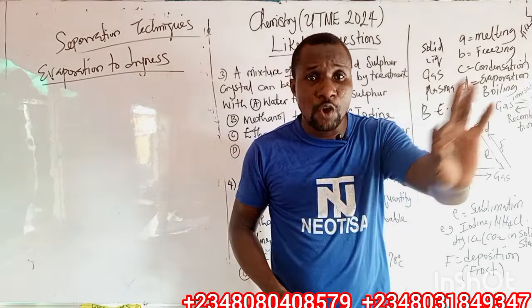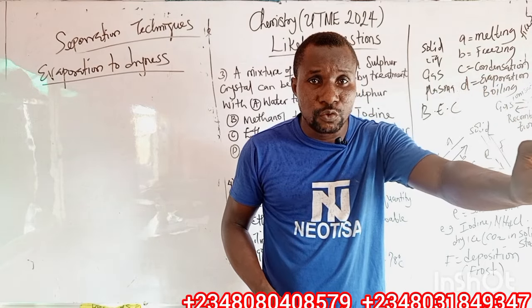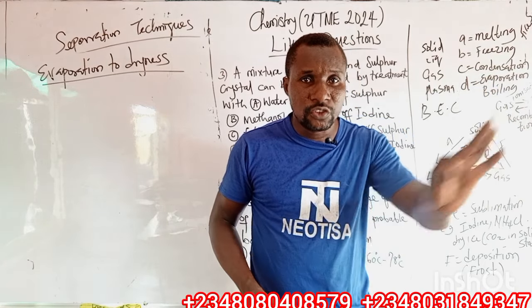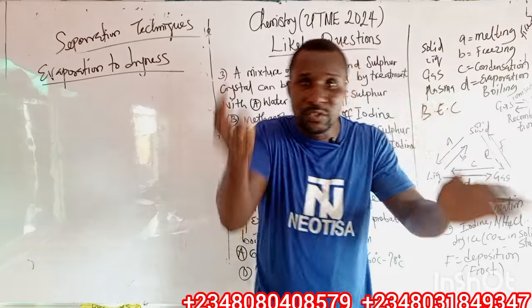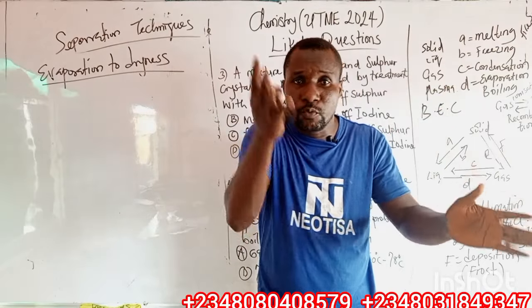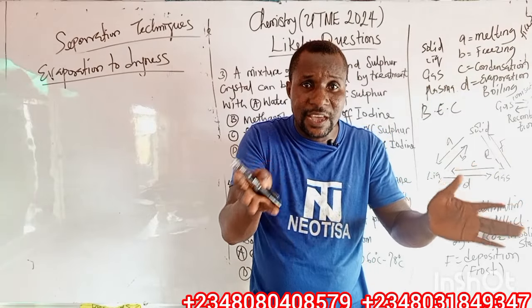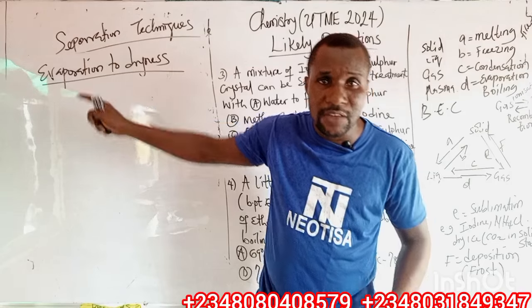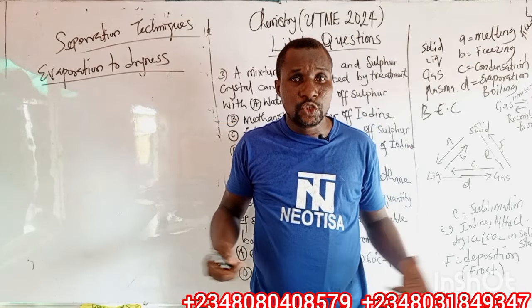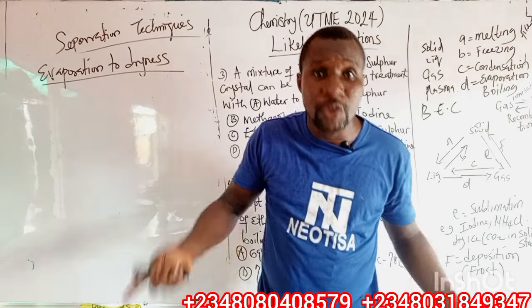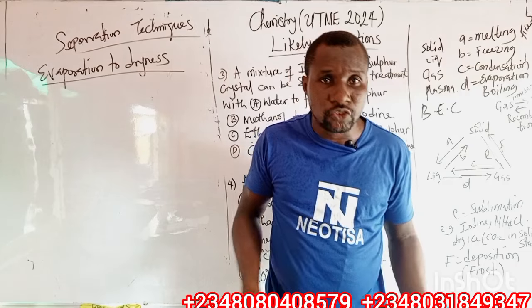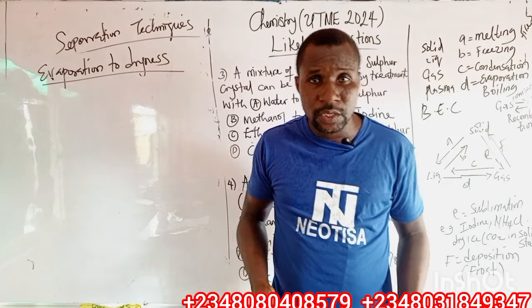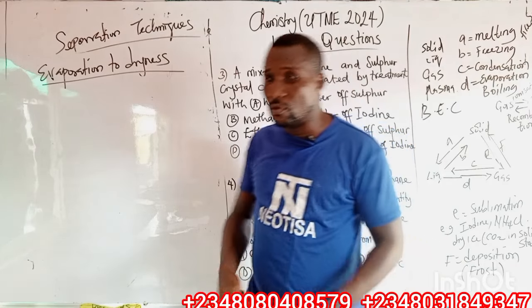For example, when you have your cooking salt, sodium chloride, NaCl, in water, and you want to separate the sodium chloride from the water, we use evaporation to dryness. And the salt obtained in the process is what? Impure salt. Take note of that.